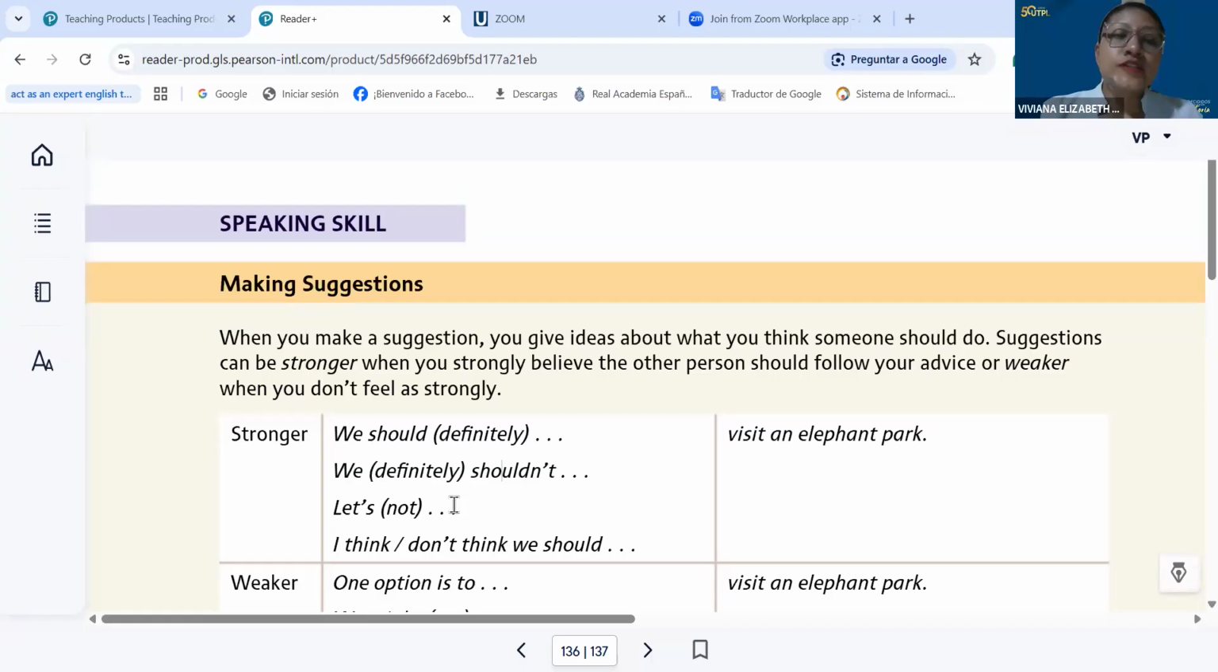Okay, so remember, should is one of the modals that help you make suggestions. Another is let's.